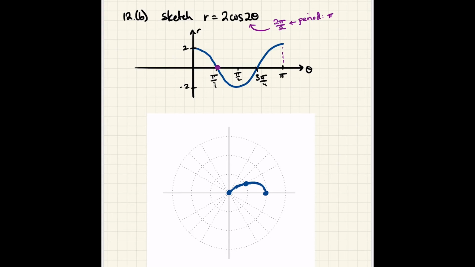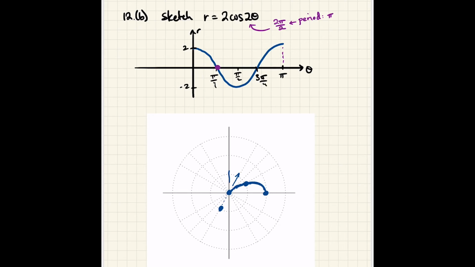Where did we leave off? Well, at pi over 3. Okay, so 2 times pi over 3 is 2 pi over 3. Cosine of 2 pi over 3 is -1/2, which doubles to -1. So while we're pointed in a direction of pi over 3, we are actually sketching -1 here, which is right there.